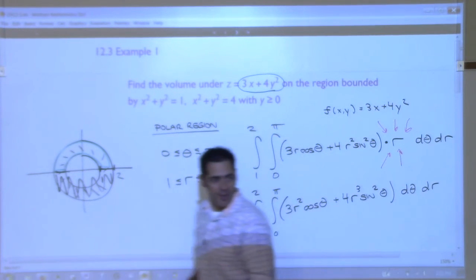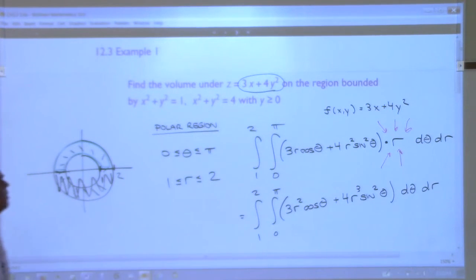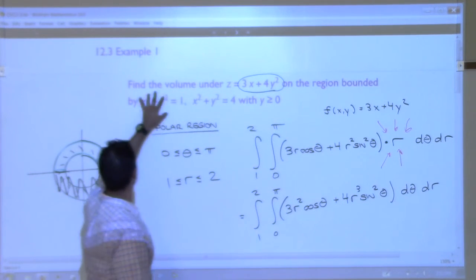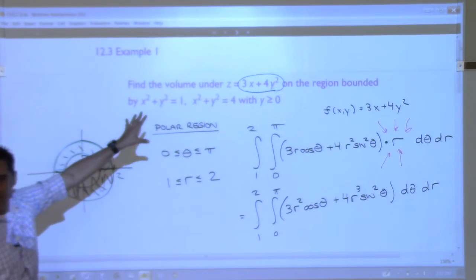Are there questions on the setup? Anyone have any questions on where we got the picture over here from up there or anything?